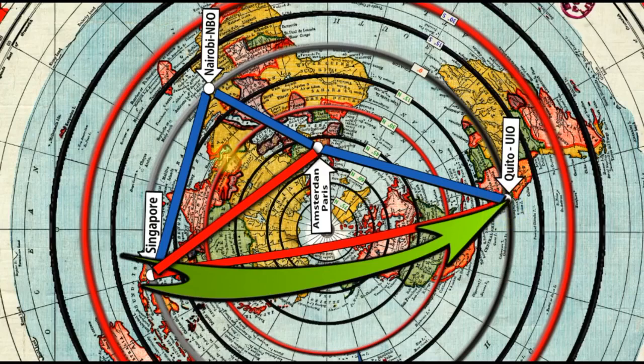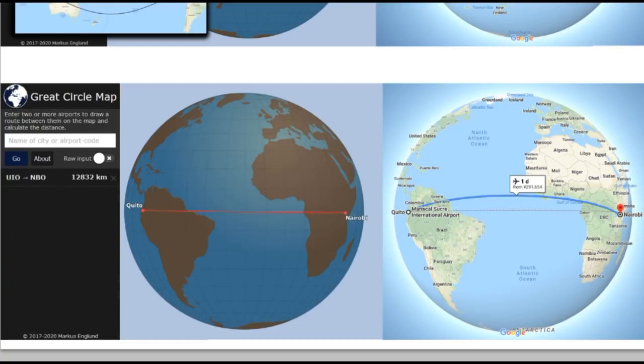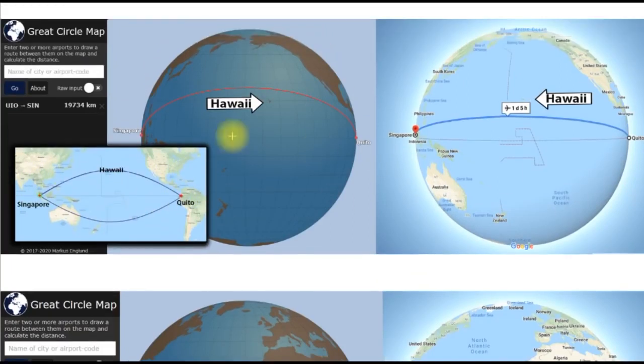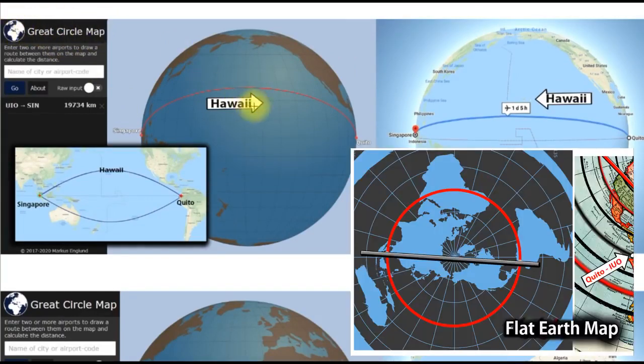Let's look now at other cities, Quito and Nairobi. We just saw that on the aviation website, they drew a line connecting these 2 cities, Singapore to Quito, and they drew it going both ways, either arcing north or arcing south. And we also saw that the Great Circle Map website gives us a more accurate line going way north of Hawaii, as we compared on the flat Earth map, how it has to go really way north of Hawaii.